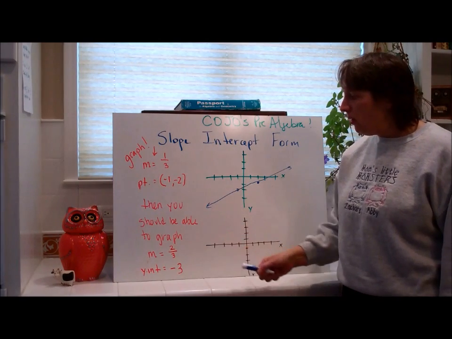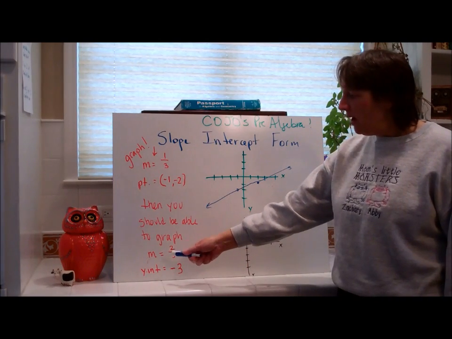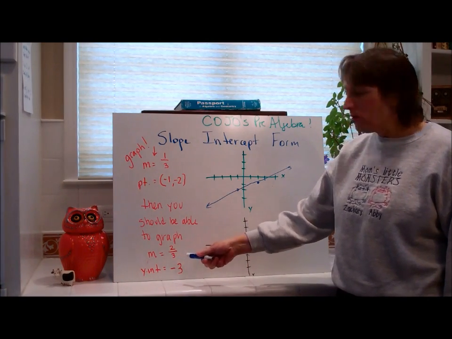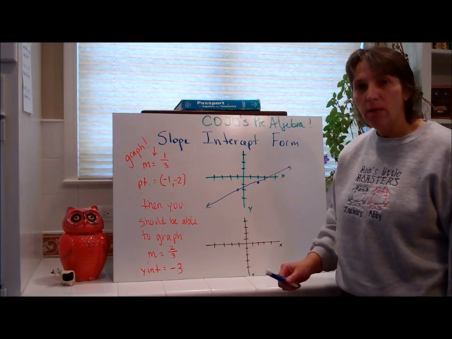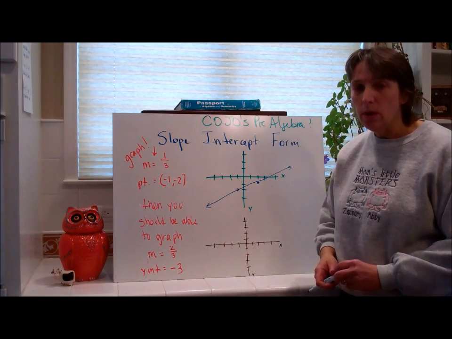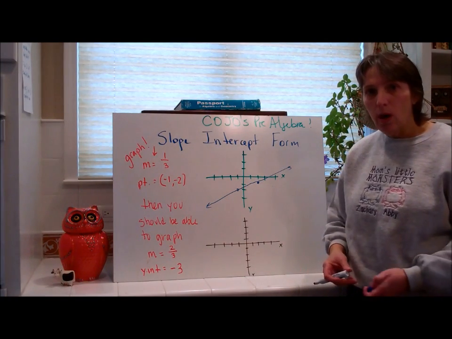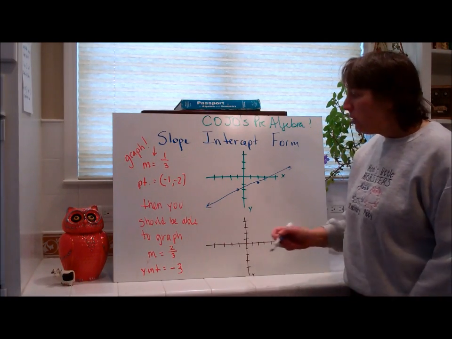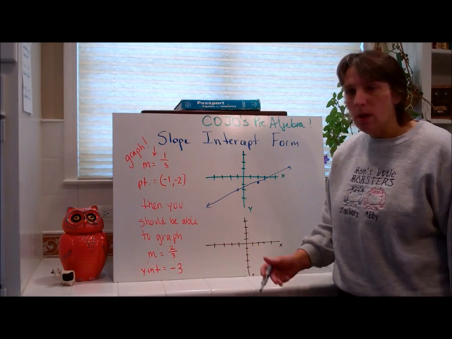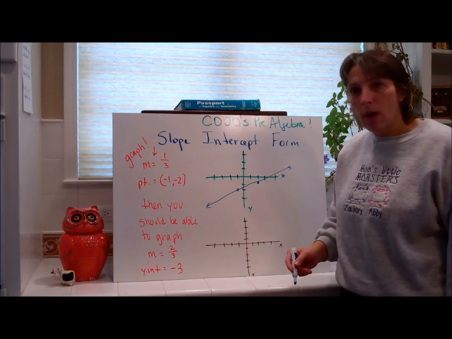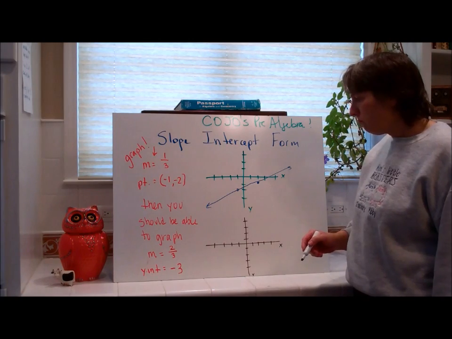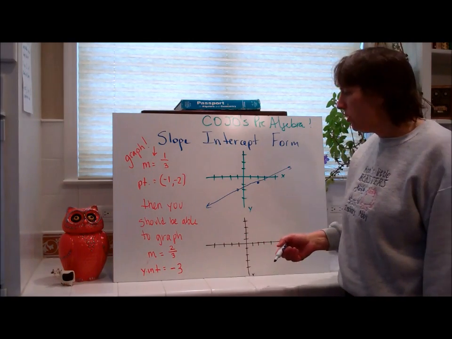Then I should be able to graph, if I give you the slope 2/3 and the y-intercept -3, because the y-intercept is a point on the coordinate plane, right? It's going to be x is 0 and y is -3. So if I give you the slope and the y-intercept, then you should be able to graph the equation of the line, or graph the line, the solution to the equation.